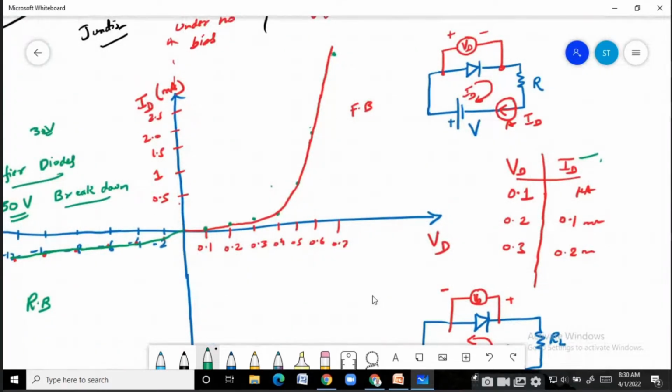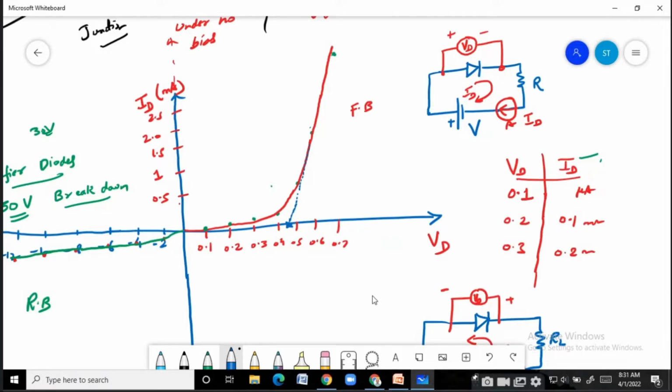There is a term called cut-in voltage. In your experiment, when you perform it in the lab, you are asked to find out the cut-in voltage. What you do is take a scale and draw a tangent to this characteristic, a straight line like this. Somewhere here, this is your cut-in voltage. This is not breakdown. This is called cut-in. Breakdown is different from cut-in.